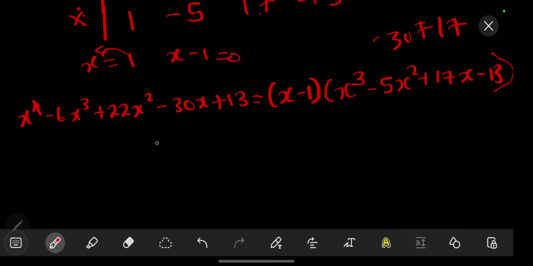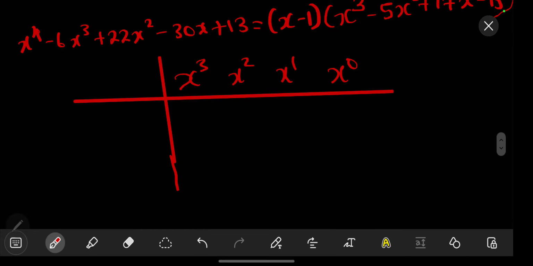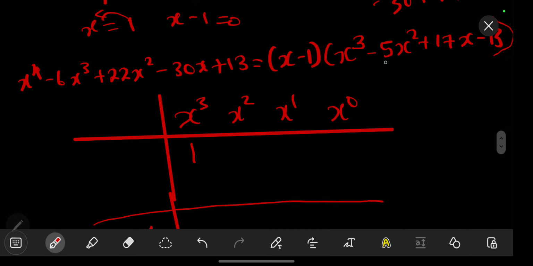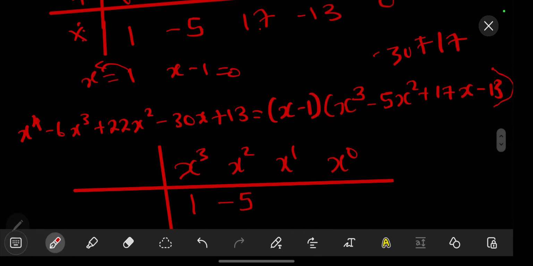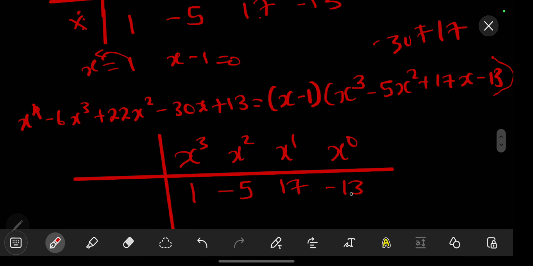Then what we are going to do is that we are going to do it again. So we are going to have something like this. Now it is x to the power 3, x to the power 2, x to the power 1, x to the power 0, like that. Then down here, we have the multiply, then add. So the values, we are going to have 1, then our negative 5, then our positive 17, then our negative 13, like that.